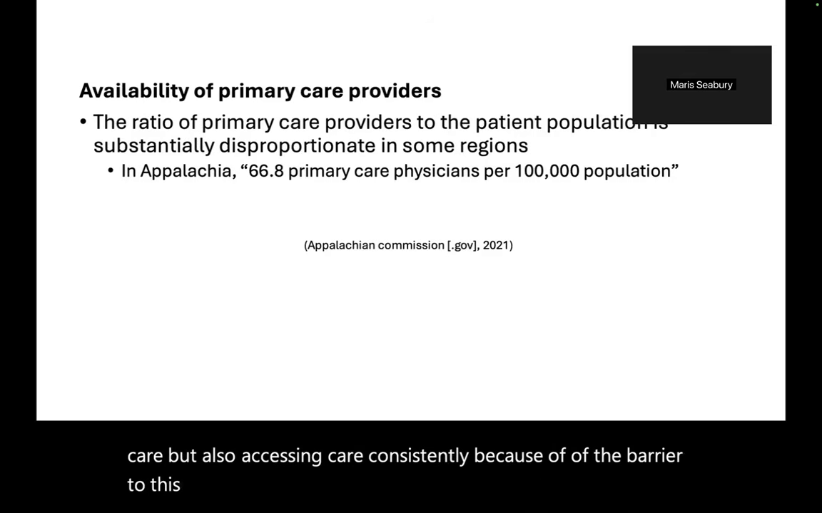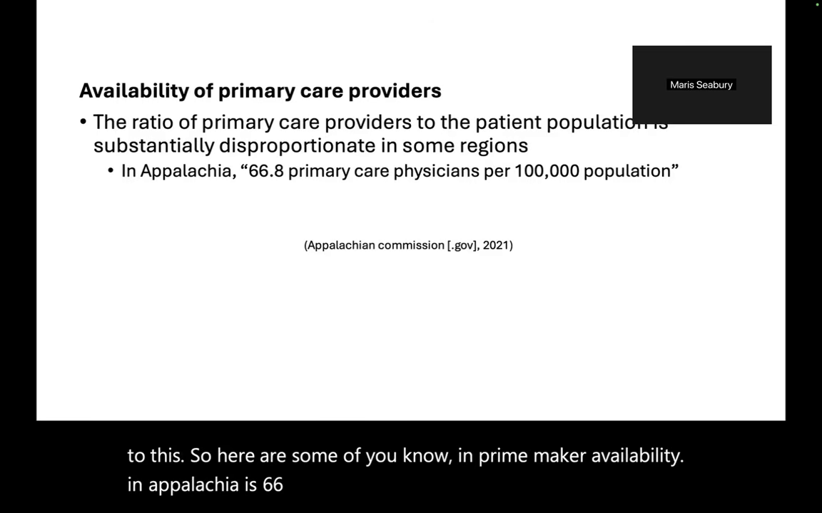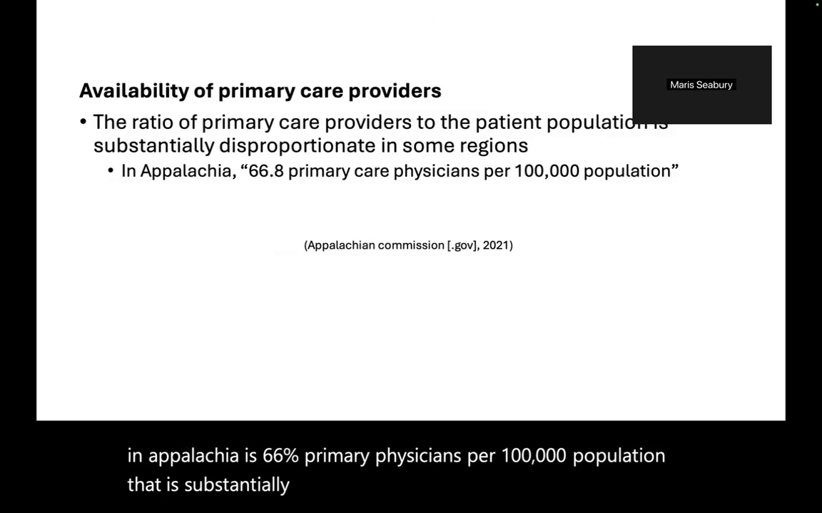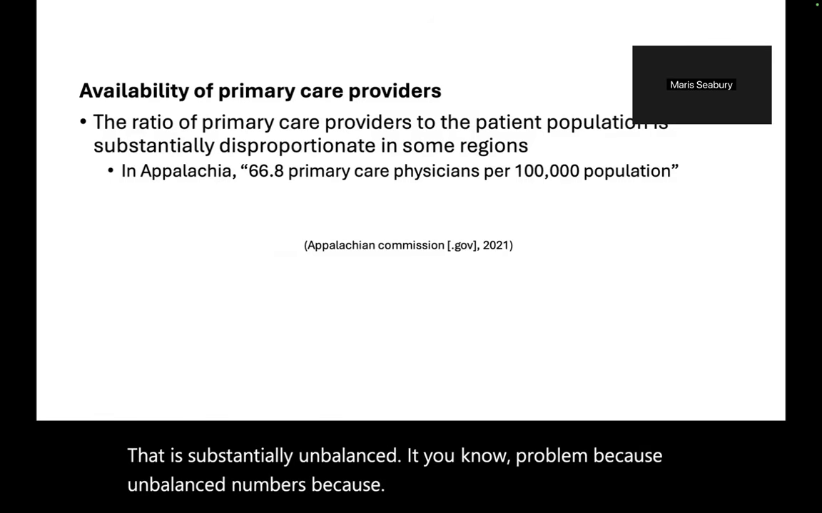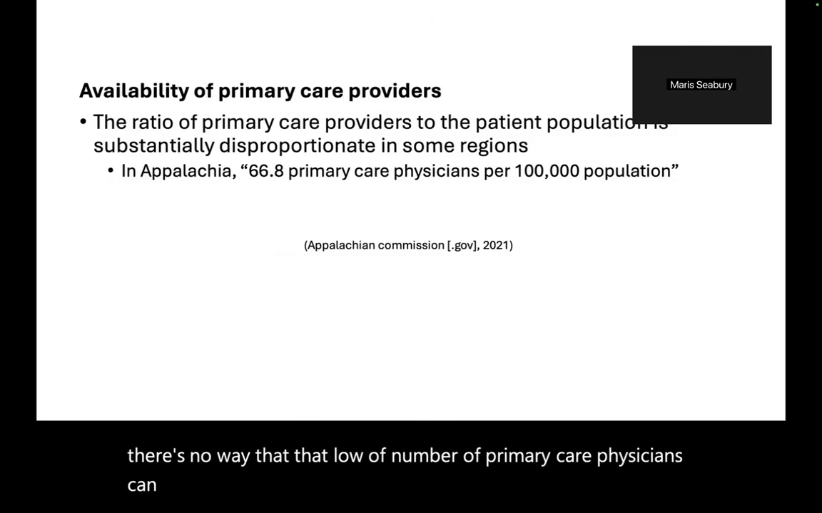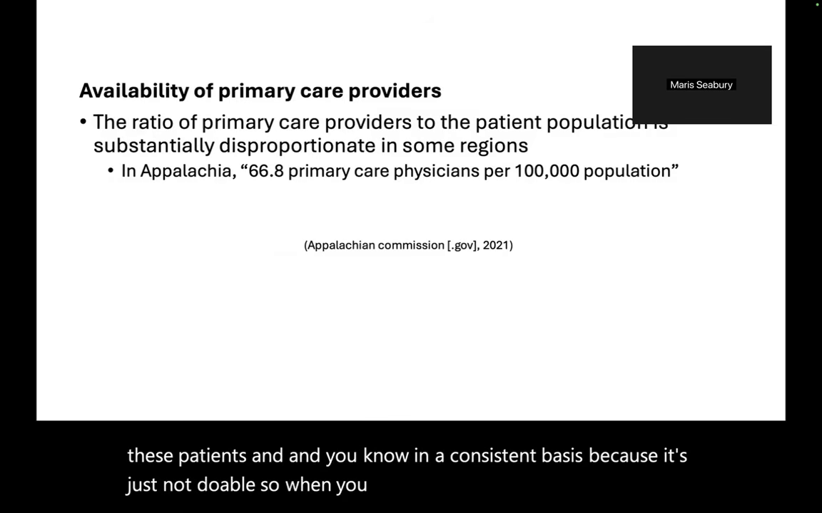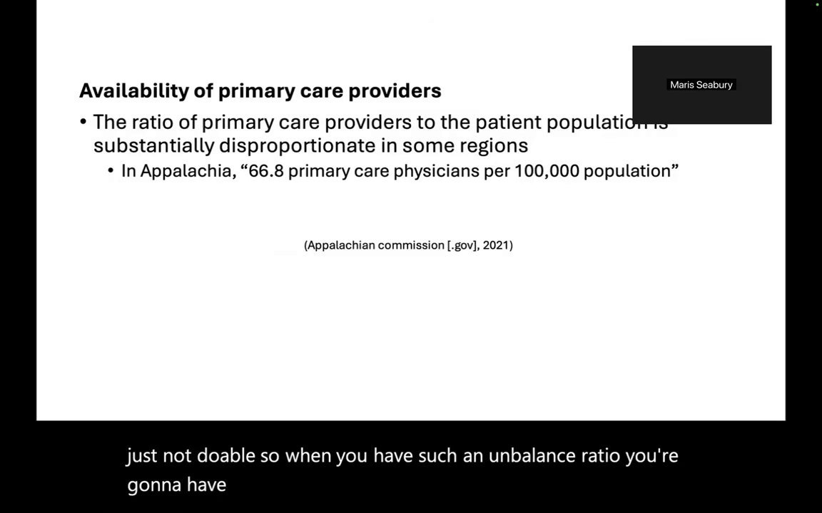So here are some numbers on primary care availability. In Appalachia, there are 66 primary care physicians per 100,000 population. That is substantially unbalanced. It's a problem because there's no way that low a number of primary care physicians can even extend their hours to make sure they're seeing these patients on a consistent basis. It's just not doable. So when you have such an unbalanced ratio, you're going to have problematic prevention engagement in any type of care.